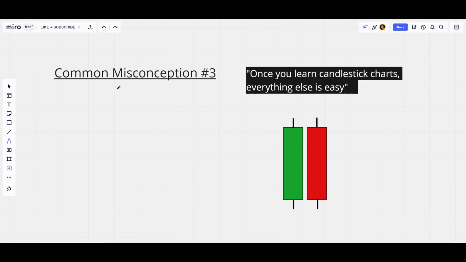etc. Now, the last misconception that I quickly wanted to cover is how once you learn candlestick charts, everything else is easy. And this is far from true, despite the fact that the overall foundation of understanding candlestick charts is pretty basic. So it might take you a couple of weeks or maybe a few months to fully grasp the concept of candlestick charts and understand the basics of price action and the market structure, depending on how many hours you have to dedicate towards analyzing the charts and practicing.